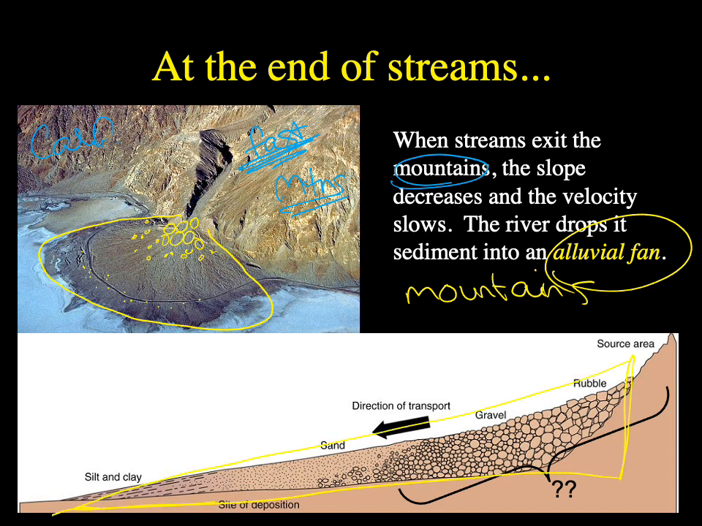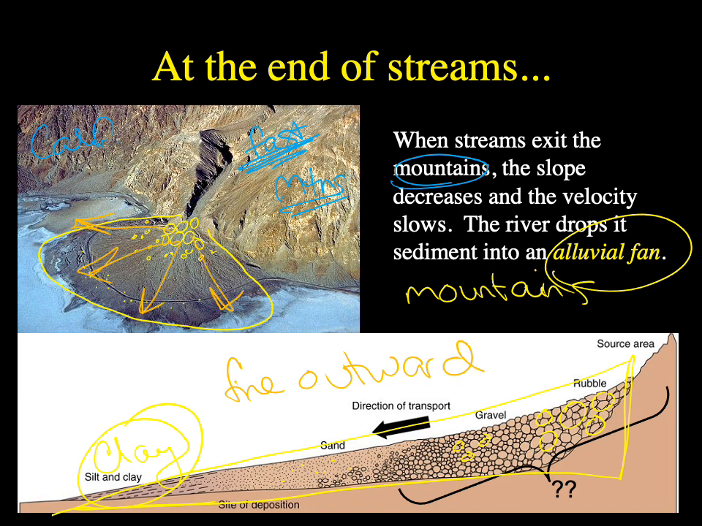this, okay, what you would notice is that you've got big stuff up here, smaller stuff, even smaller stuff, and then fine-grained kind of clay stuff out here. So alluvial fans do this thing that we say they fine outward. Okay, so essentially they get finer as you get away from the main exit point. Okay, so these are alluvial fans.